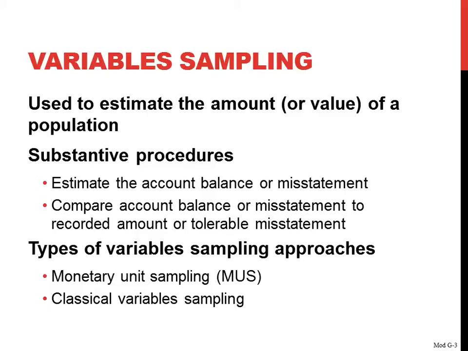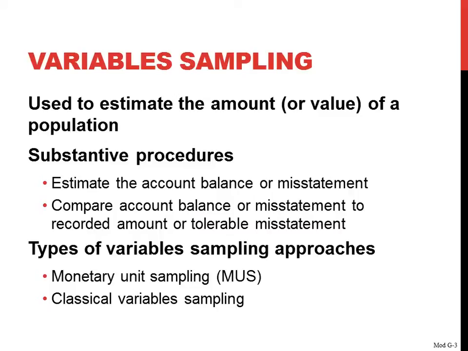So back in the planning stage, when you set your materiality amounts, you allocated your overall planning materiality to various accounts, such as accounts receivable, such as accounts payable, right? And that was your tolerable misstatement for that account. And so when you're estimating that account balance or misstatement, after you perform your procedures and you evaluate your results, you're going to compare that to your tolerable misstatement to determine whether or not you can rely on the amount or draw the conclusion that the account is not materially misstated.